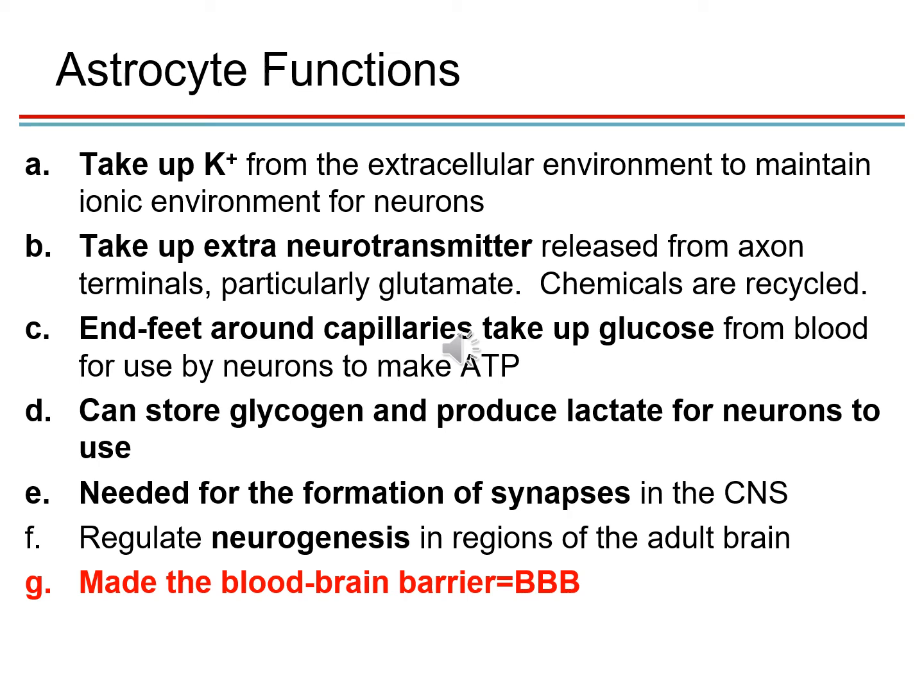Now, also very important, the astrocytes are in charge of regulating the neurogenesis, that is the repair of the neuron in case the neuron is damaged. But, highlighted in red, one crucial function of the astrocyte is to produce the blood-brain barrier, BBB.